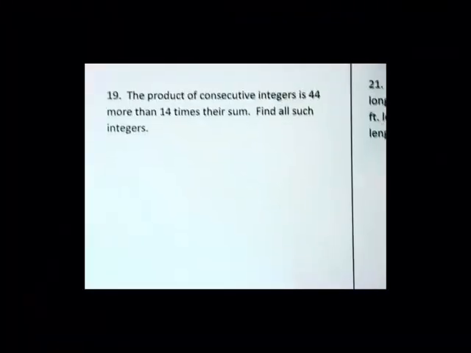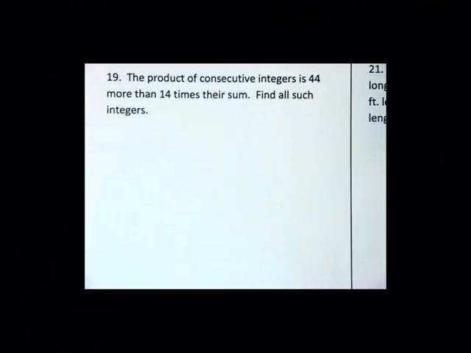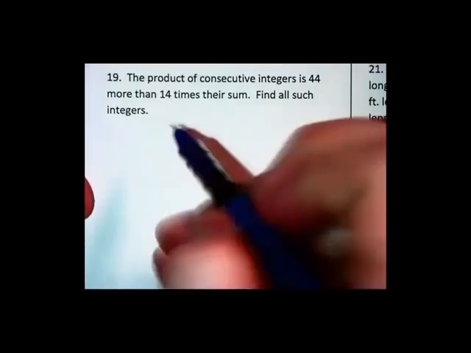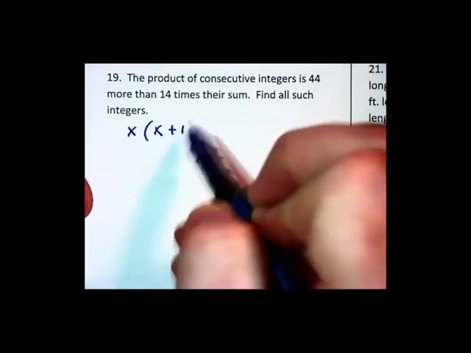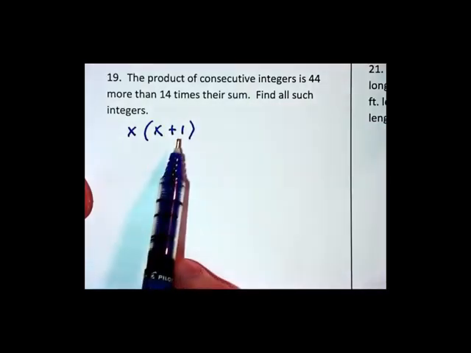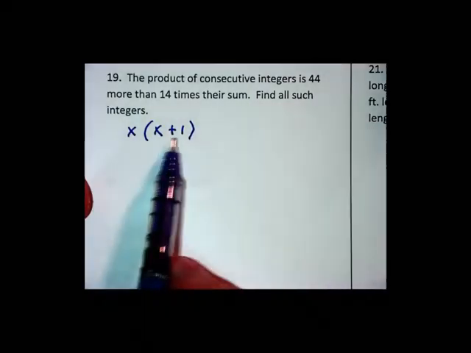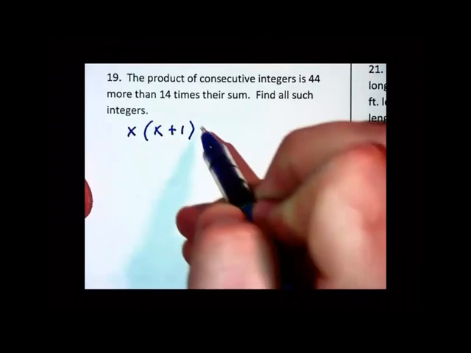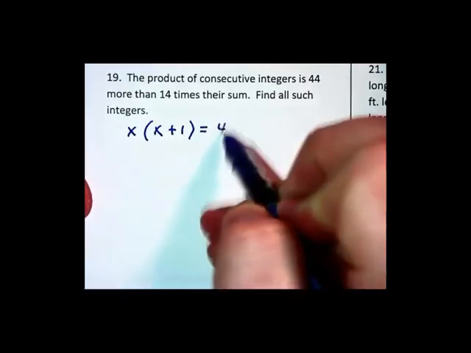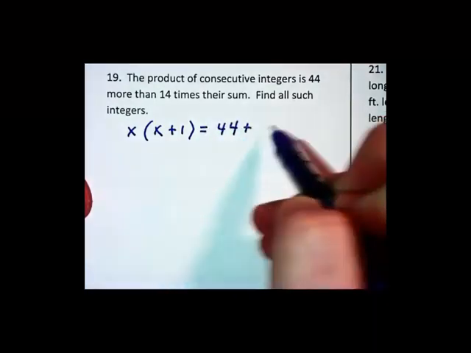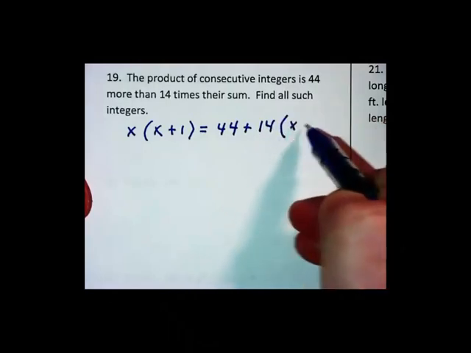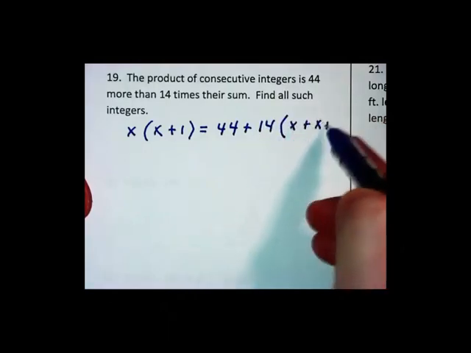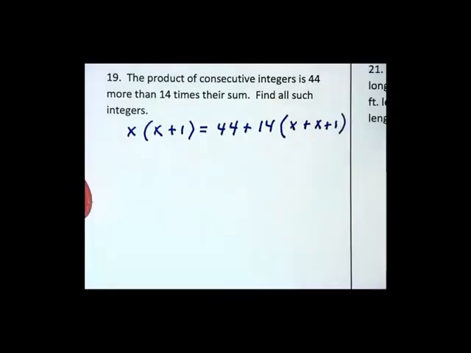Our next review problem: product of consecutive integers. Product means multiply, so we're going to have x times x plus 1. The word even or odd does not show up in the problem, so that's going to be a plus 1. Is 44 more than 14 times their sum. Their sum means x plus the x plus 1, the two numbers we were dealing with.